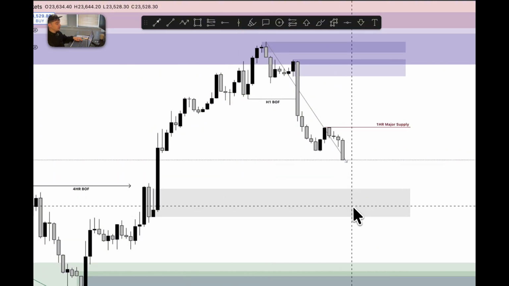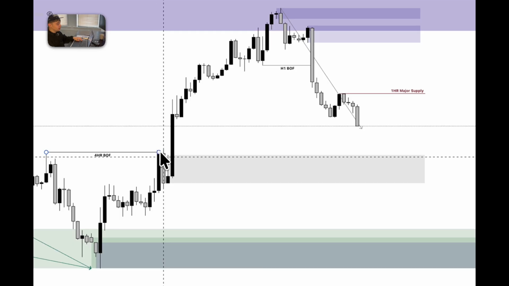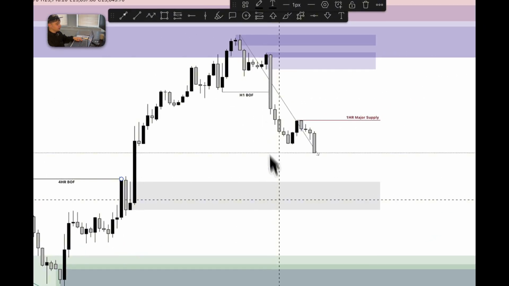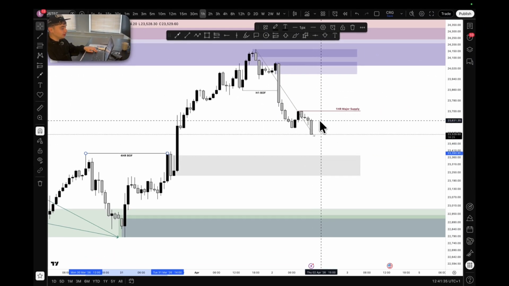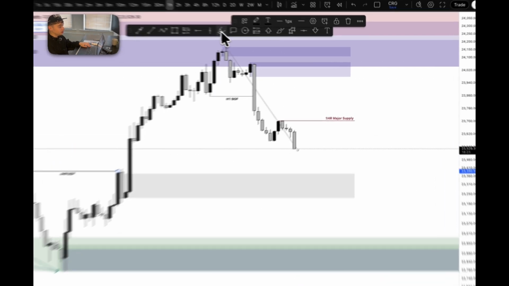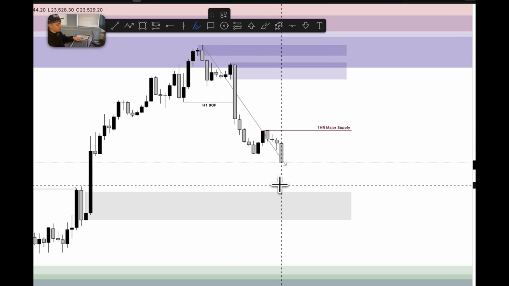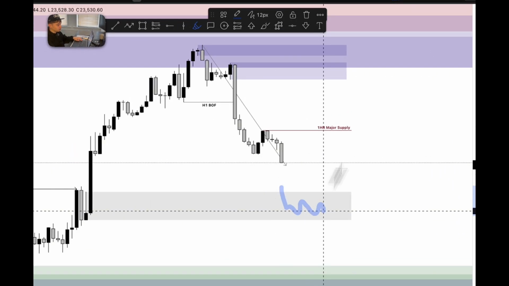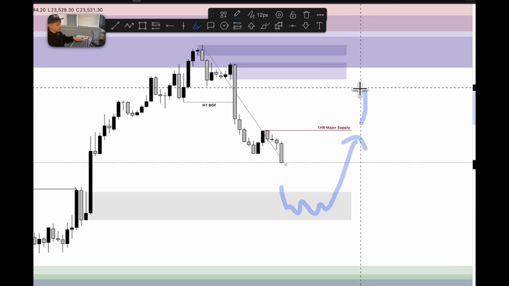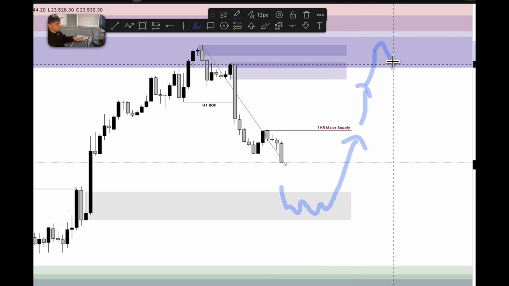Now, if price hits here, you do want to be a little bit careful because H4 is still bullish. So you need to see a transition within here, here, here. And I'm going to bet we might see something like this. It comes into this zone and then it pulls back into here, here, or it goes higher.